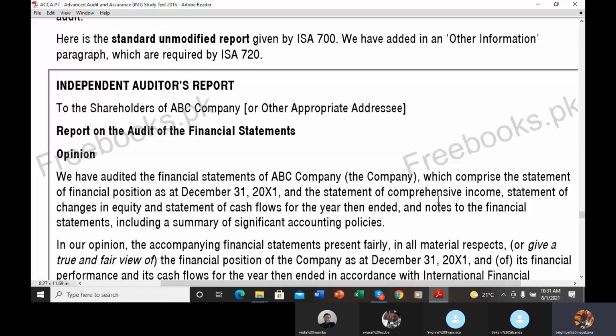So number one, let's start by discussing number one. We're going to discuss all those reports. Number one, we have what we call the unmodified, or unqualified, report. Are you writing? Unmodified or unqualified opinion.